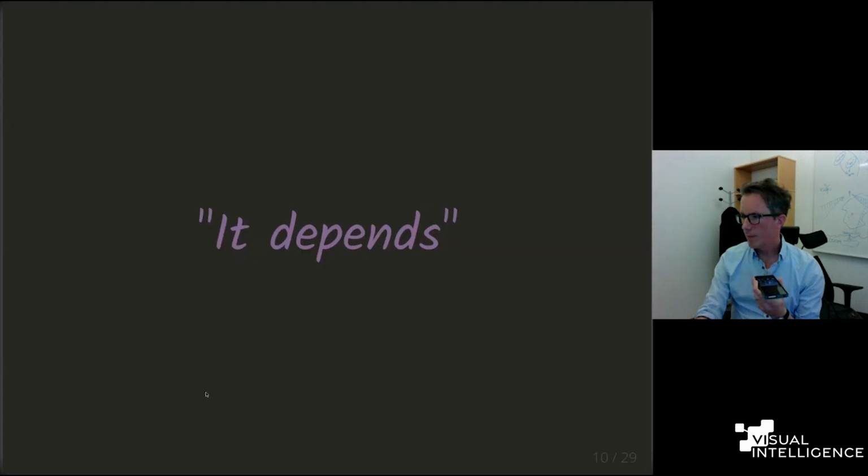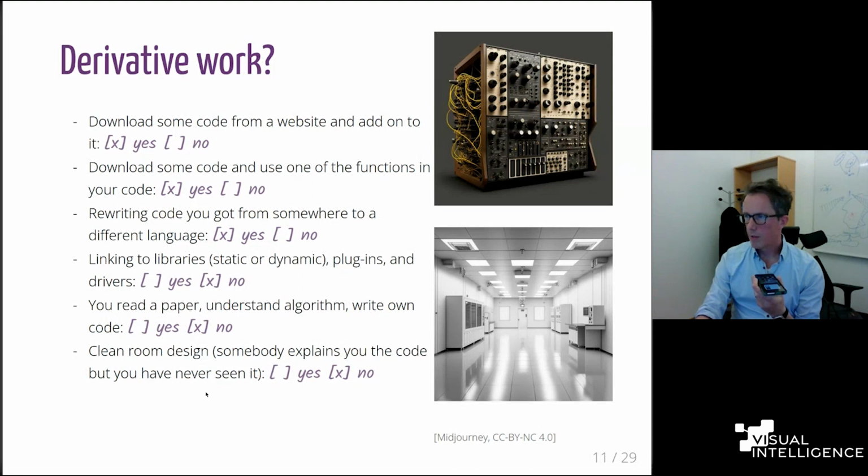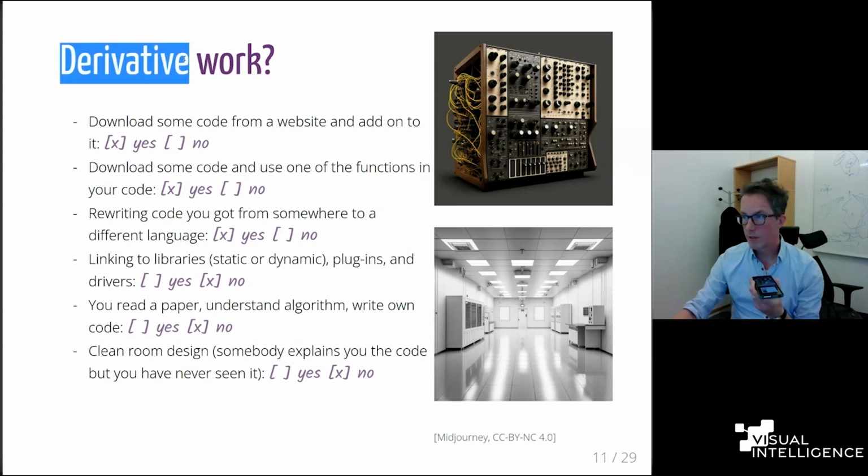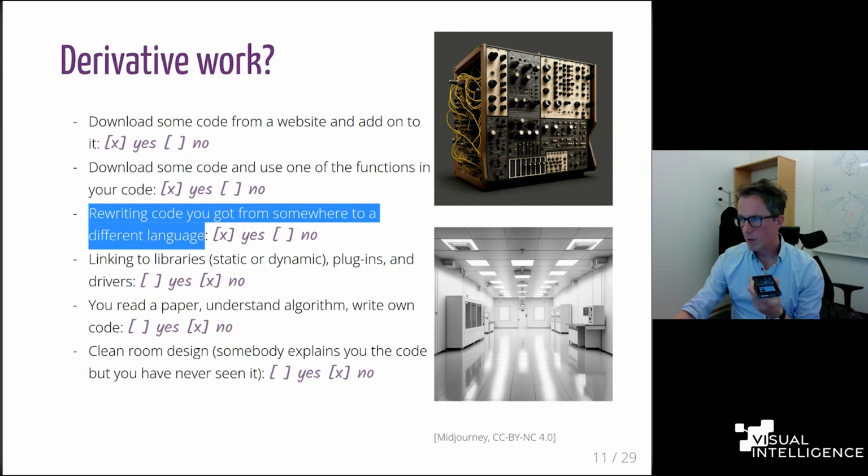Well, it depends, but this is not legal advice. In practice, yes, downloading code and changing it is derivative work. Suddenly, licensing matters. I may or may not be allowed to do that. Taking something out of somebody else's code and putting it into my own code is derivative work. This one might be surprising. It surprised me, but taking a code, changing everything, different language, it's still derivative work.